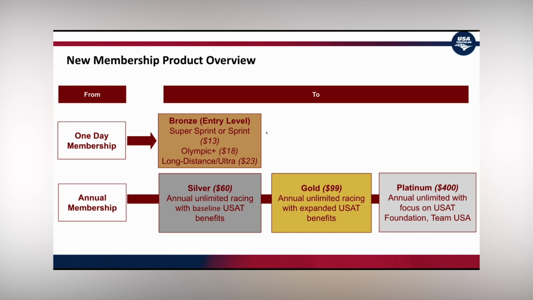Again, they are classifying one-day licenses now as bronze. And for annual memberships, they are going to be splitting this up into three different categories. Silver for $60, gold $99, and platinum for $400, with varying specific USAT benefits that are associated to each specific membership. And for relay events, the pricing is now going to be $6 per leg for relay events. So in the past, relay members would have to pay $15 for the one-day license for each participant on the relay team. Now it's going to be $6 per leg for relay events.